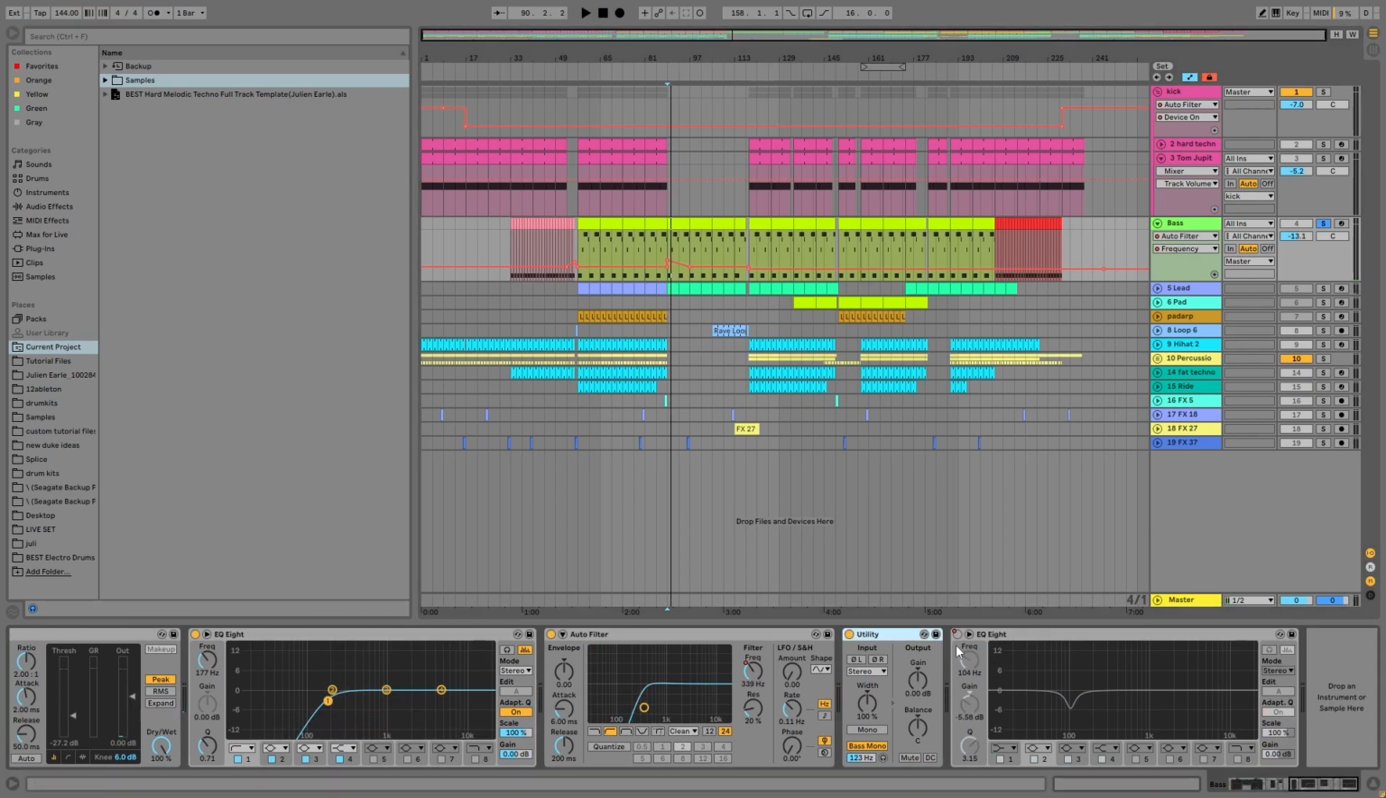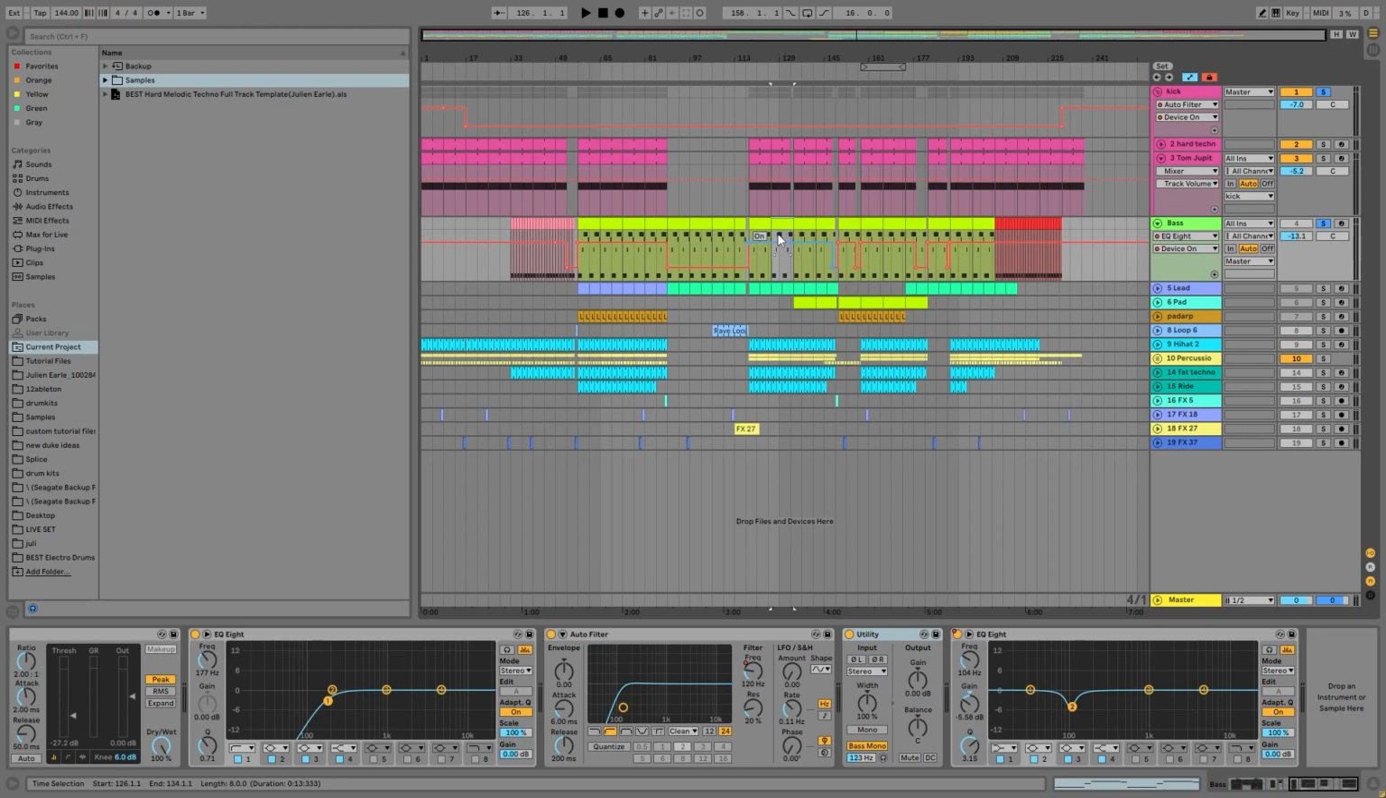I have a utility converting the bass to mono, and then the final thing here, and this is also a big part of what makes this work with that kick and bass, is this EQ, which is cutting out at 100. And you can see that only comes on when the kick is playing. That's a secret there, right? It's just something that you don't even really notice.